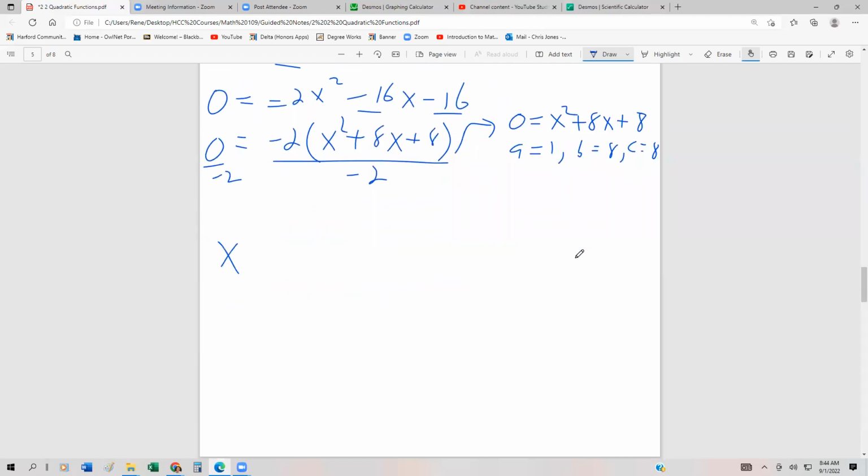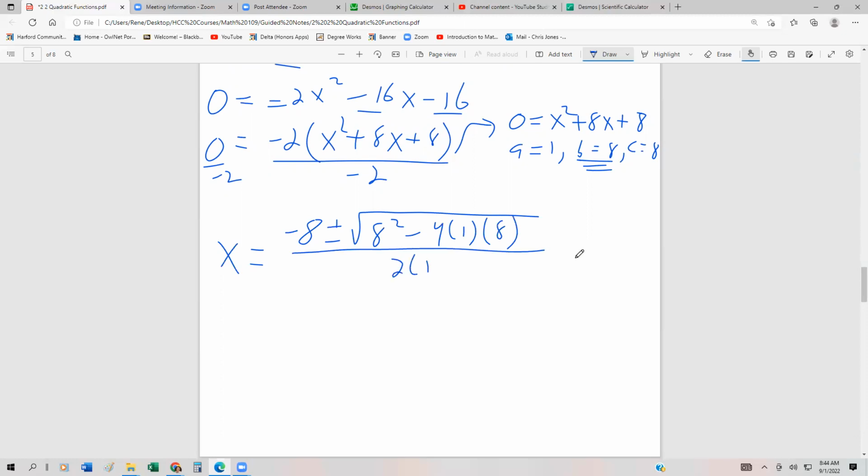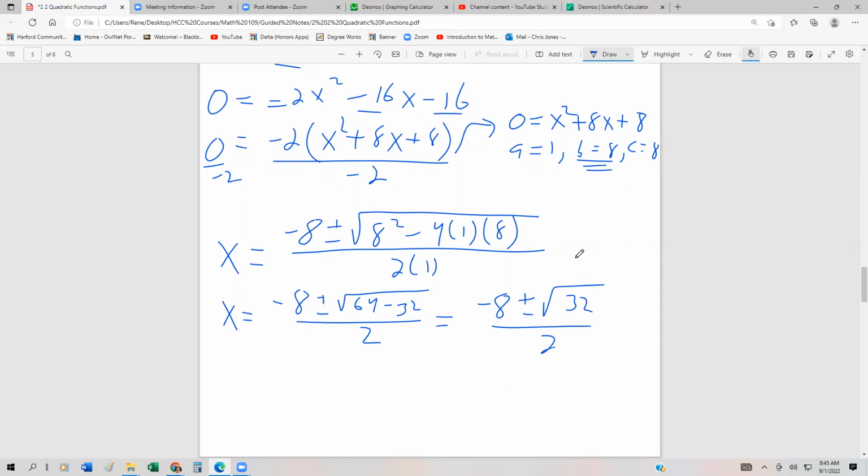Okay, so x is going to be equal to the opposite of b, plus or minus the square root of b squared. That's going to be 8 squared minus 4 times 1 times 8, divided by 2 times 1. Right? Or x is going to be equal to -8 plus or minus the square root of 64 minus 32, divided by 2. We are going to have to simplify this. Right? So that's going to be -8 plus or minus the square root of positive 32, divided by 2.